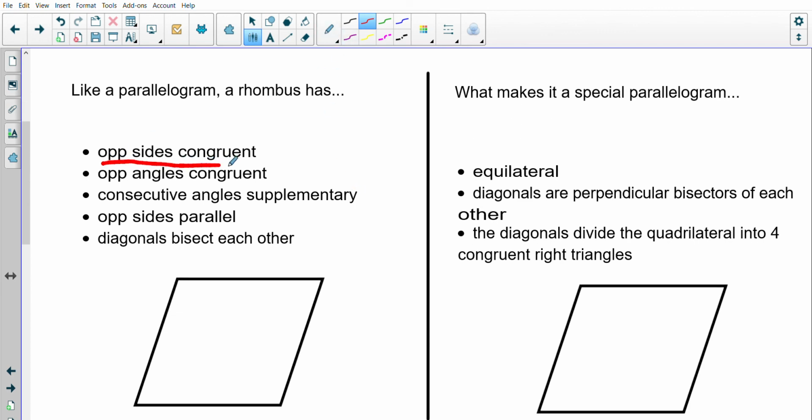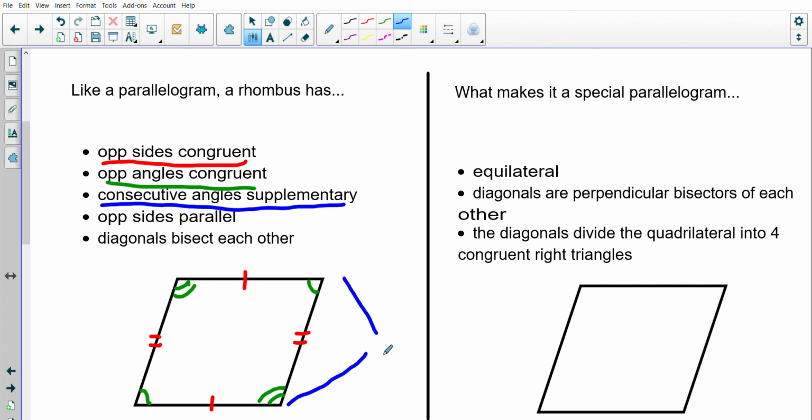And let's review them. For a parallelogram, opposite sides are congruent. Boom. The opposite angles are congruent. We've done this already as well. So here are the opposite angles. There's one arc mark on those opposite angles. Here are two arc marks on the opposite angles. The next one, consecutive angles are supplementary. So any two angles in a row without skipping one, if you add them up, their sum is 180 degrees.